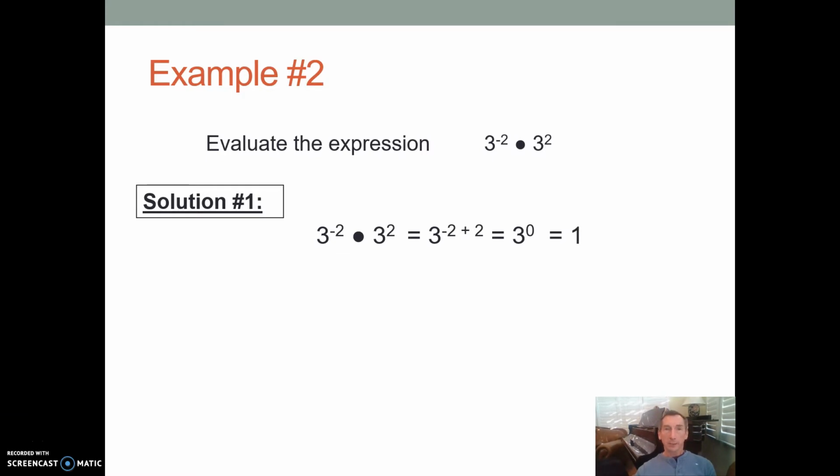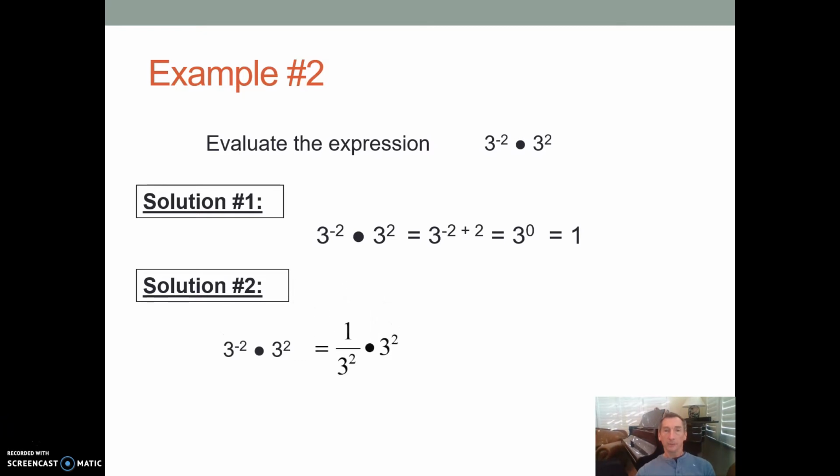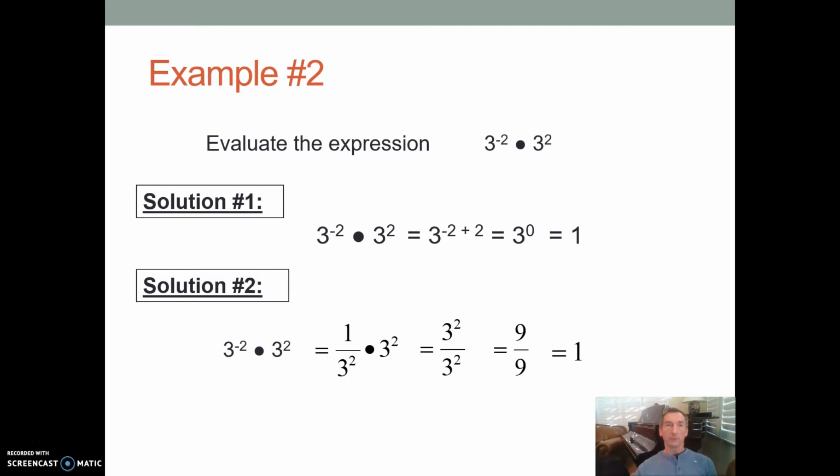Okay, let's take a look at another way to solve this one using the previous rule of taking the reciprocal. So that 3 to the negative 2 becomes 1 over 3 squared. And again, times 3 squared. So in this case, we have 3 squared over 3 squared, which is, of course, 1. So whichever way you want to approach it, you're going to get the same answer. So whatever you're most comfortable with is fine.